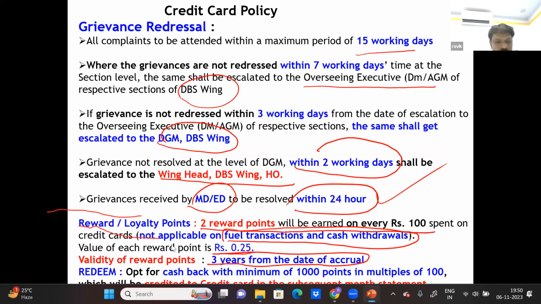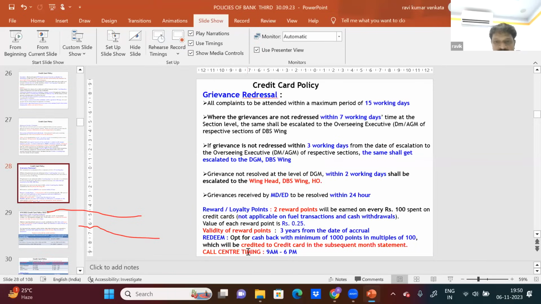Redeem. If you want to redeem, opt for cashback with a minimum of 1000 points, in multiples of 100. For example, if in your card only 500 points or 800 points are there, you cannot redeem. The minimum should be 1000. After that, you can redeem in 100s: 1100, 1200, like that. Okay. Then the amount will be credited to your credit card.